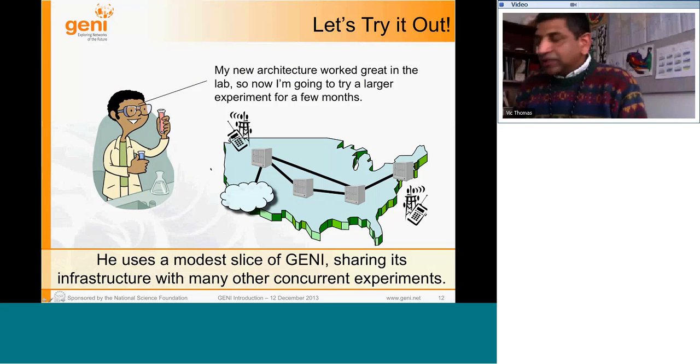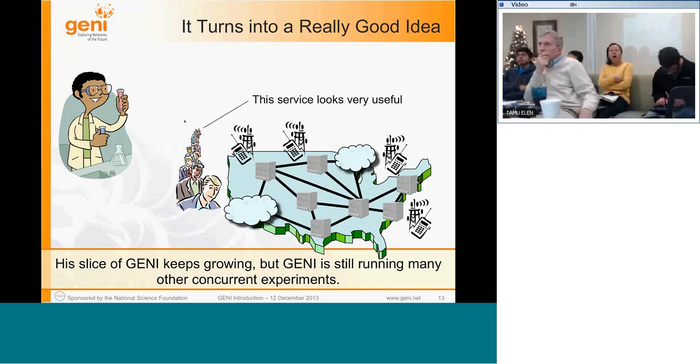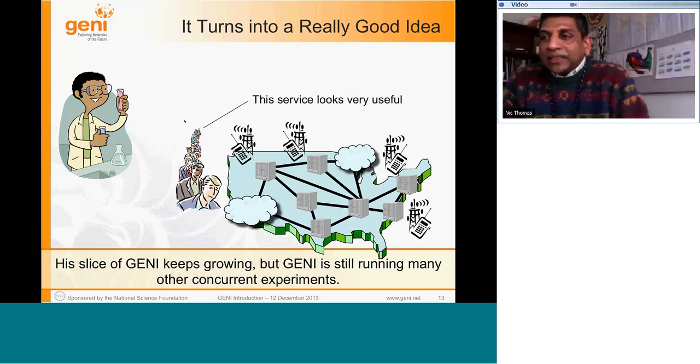As he understands how things work, he can grow this experiment, he can add more resources to his slice. Word might get around that he has this service that he's running that is really cool. People might decide to use his service. They can opt in to use his service. And as more and more people use his service, he adds more resources to his slice.